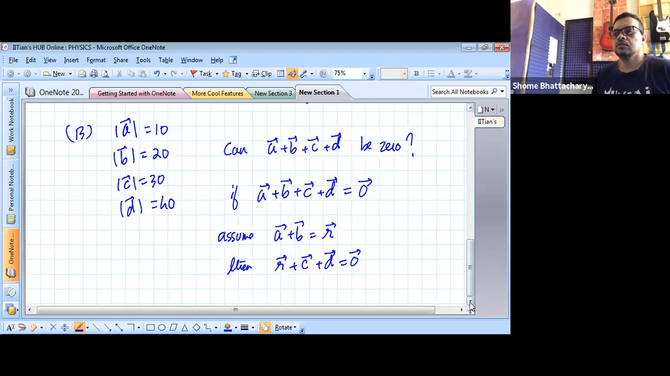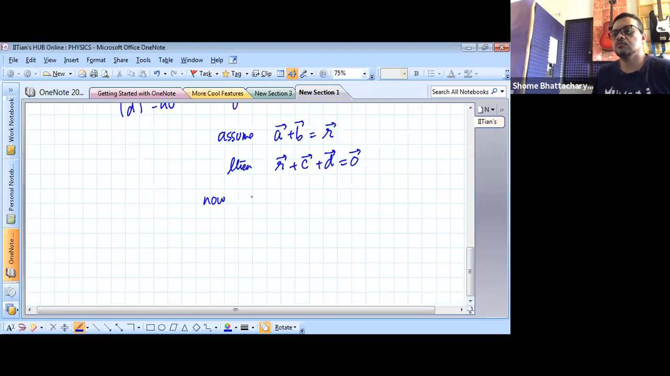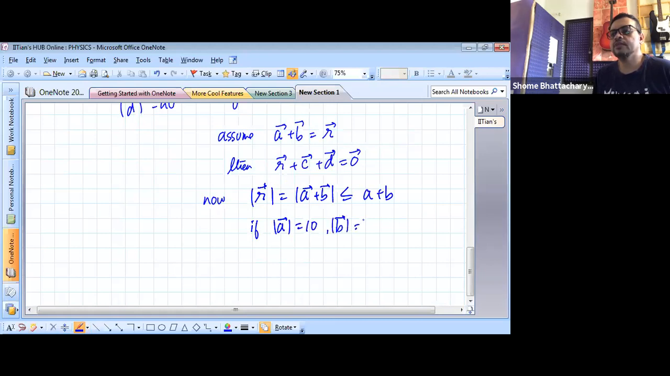Okay. Now R's magnitude, which is equal to A plus B's magnitude, would have to be less than equal to magnitude of A plus magnitude of B. Okay. So therefore, if A's magnitude is equal to 10 and B's magnitude is equal to 20, then magnitude of R would have to be less than equal to 30. Okay. So this is my statement 1.